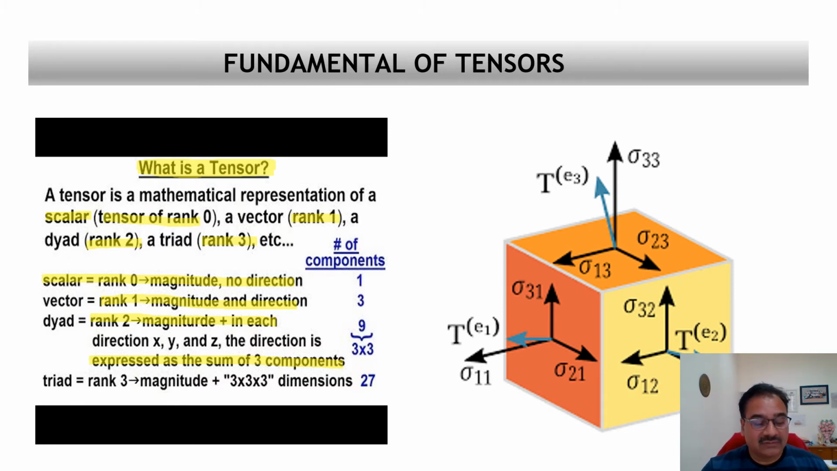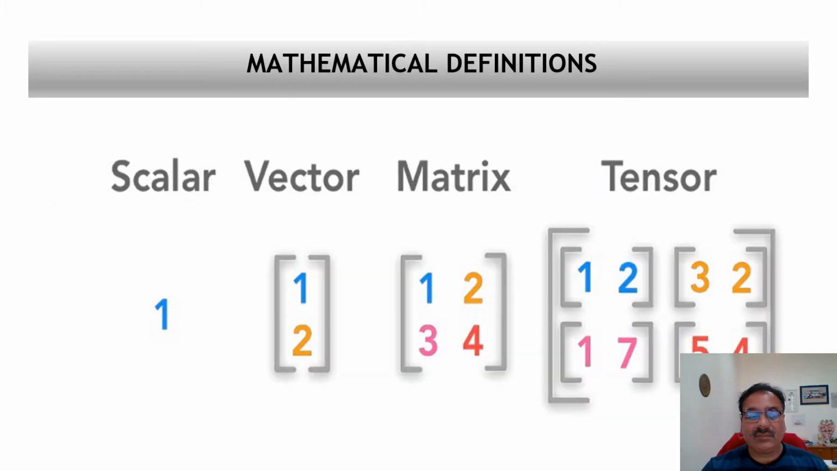And a triad means rank 3, magnitude plus 3 into 3 into 3 dimensions, so the number of components is 27. This is the beautiful example of 3D, and we always try to compute all the directional components. Now, what is the mathematical definition of a scalar? Sometimes students make mistakes in the definition of a scalar in mathematics.